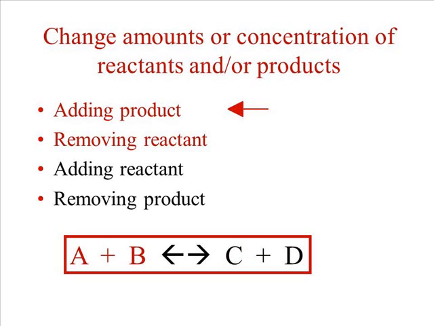If you remove a reactant, the reaction will try to undo what you just did. It's going to shift to the left to try to make more of that reactant. It's trying to undo the change that you did. Adding a reactant will shift the equilibrium away from it, towards the product side. The equilibrium will shift to the right to try to use up that added reactant.